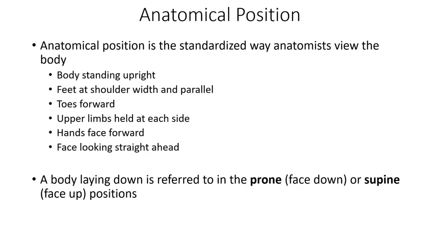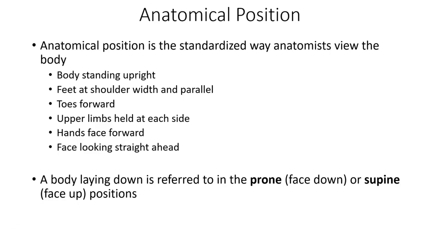Anatomical position is a standardized way that anatomists and medical professionals are going to view the body. This gives everybody a common base point in which to reference everything else in the body. We'll see a graphic of this on the next slide, but this is where the body is standing upright. Feet are roughly shoulder width apart and they are parallel with the toes facing forward. Upper limbs, so the arms, are held at each side with the palms of the hands facing forward.